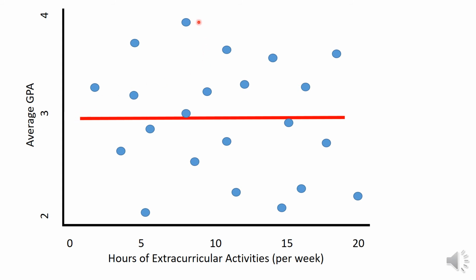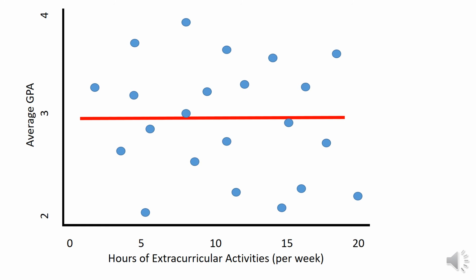So even though this data is best described by this flat line, if you have a flat line, what that indicates is that there is no relationship. So this is actually what's being described in our problem. We have a flat line, no linear relationship when we look at the data. Those that have few hours of extracurricular activity are no more likely to make high grades than those who have a lot of extracurricular activity going on.